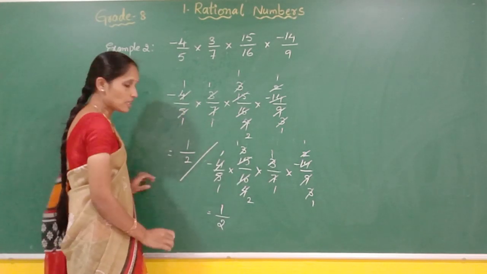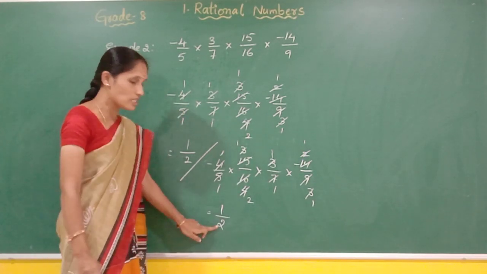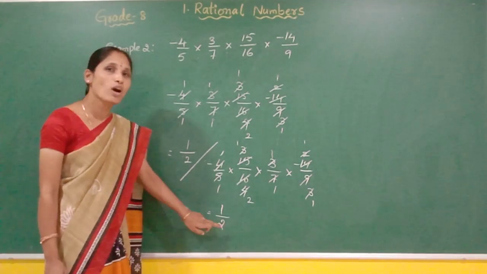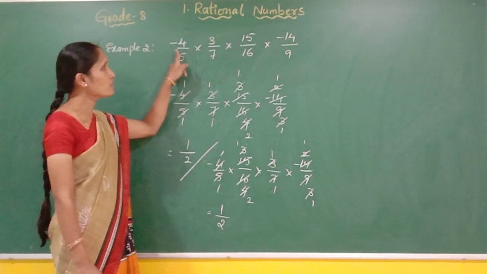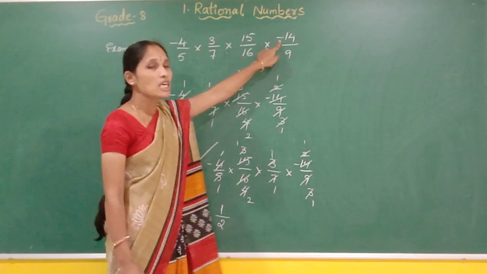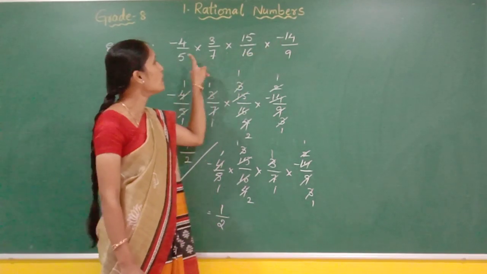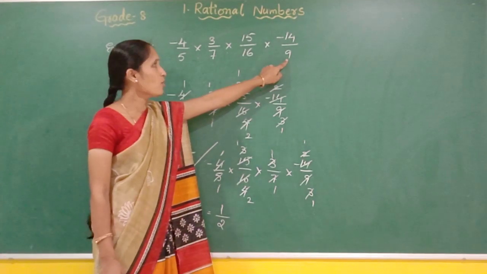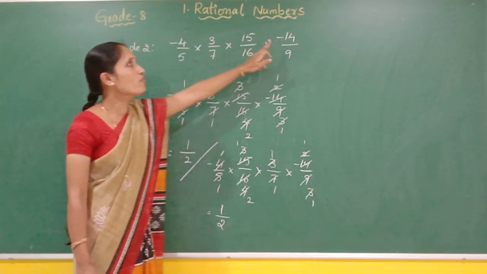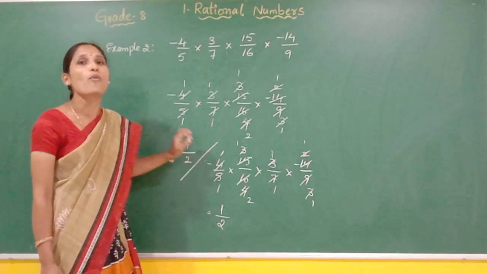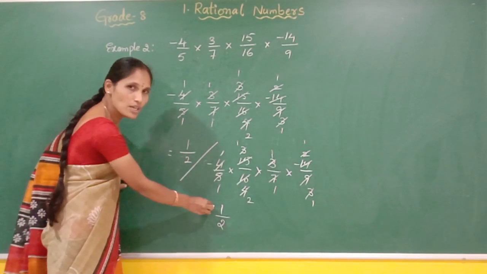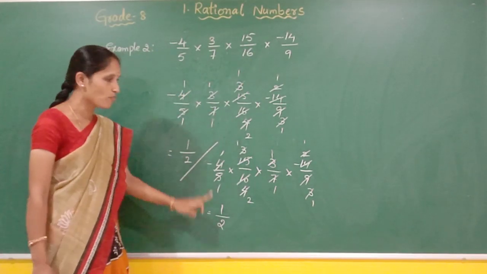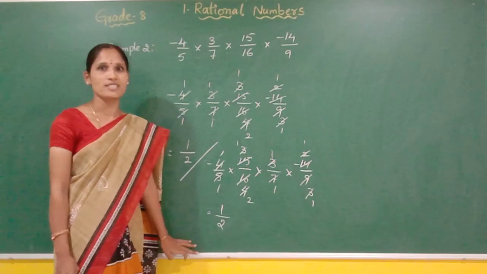Now the question is: is it plus 1 by 2 or minus 1 by 2? Observe the sign. Two numbers are negative here, minus into minus. I said already, if there is an even number of negative numbers, the result is positive. So what is the result? Plus 1 by 2 only. Minus into minus is plus. The result is 1 by 2. Hope you understand. Thank you.